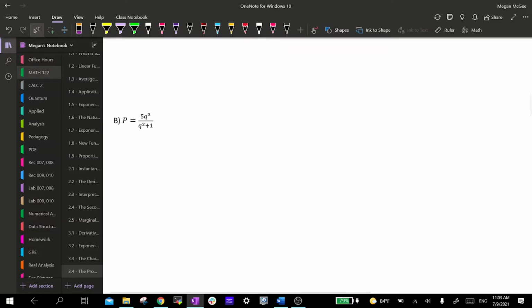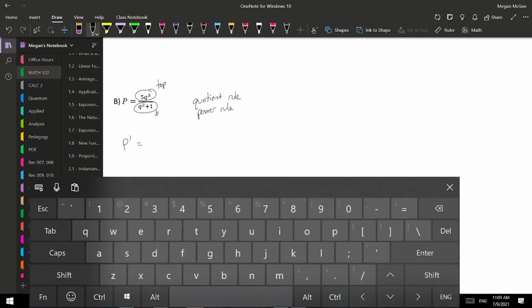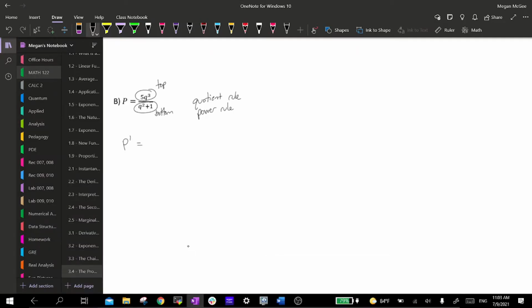Now let's go ahead and look at an application of the quotient rule. So we're going to need the quotient rule, and it just looks like we're going to need a few power rules in here. So we want p prime, and we need the derivative using the quotient rule. So this is our top function, and this is our bottom function. So we just need to be careful about the order of derivation here.